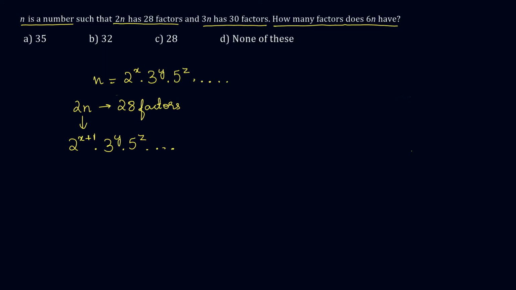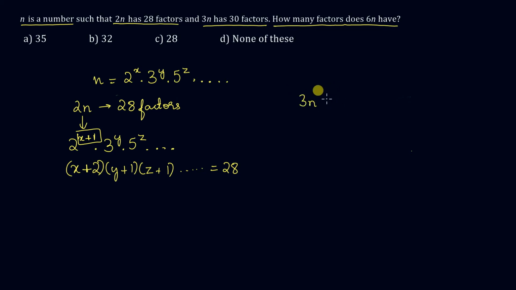Now when we have a number expressed in its exponential form, as the product of its prime numbers, we know that the number of factors is given by the product of all those exponents plus 1. For example, x plus 1 is the exponent here, so we add 1 to it, which gives us x plus 2. y is the exponent here, so we add 1 to it, z plus 1 and so on. Now this is going to give us 28. Let's park it. And we know that 3n has 30 factors.